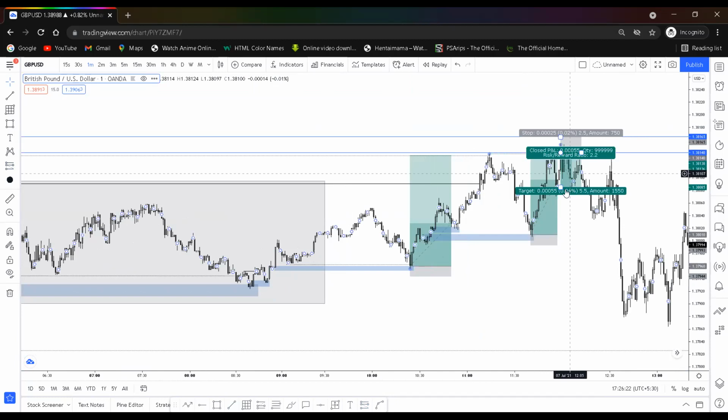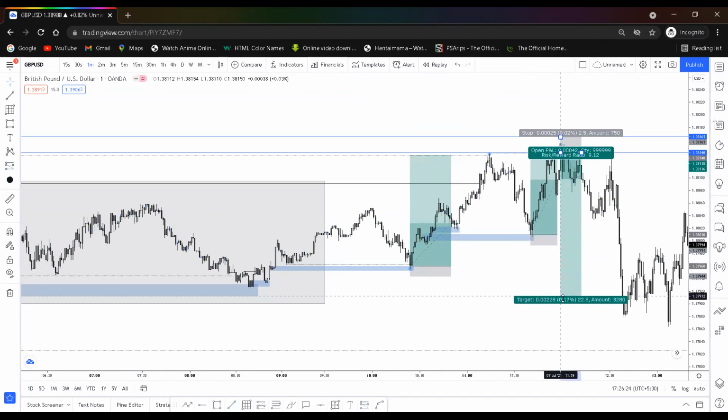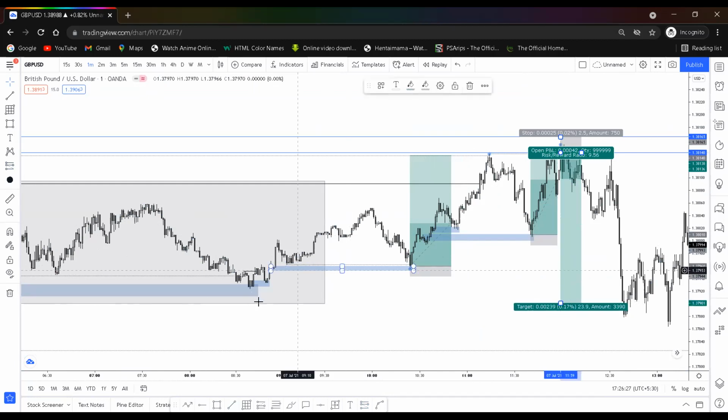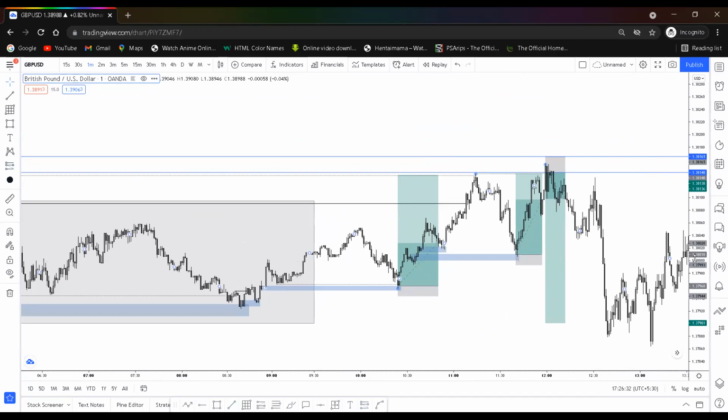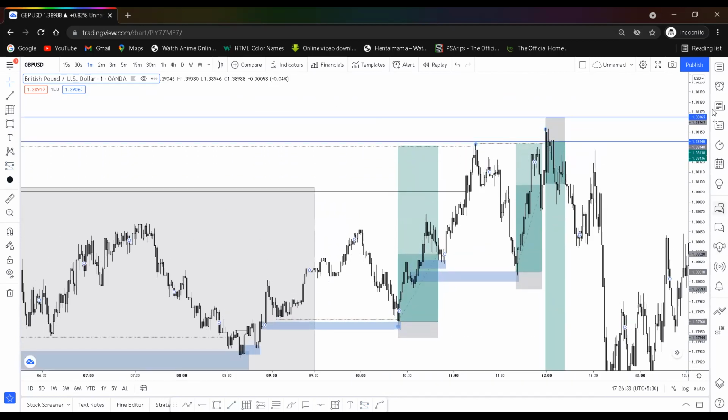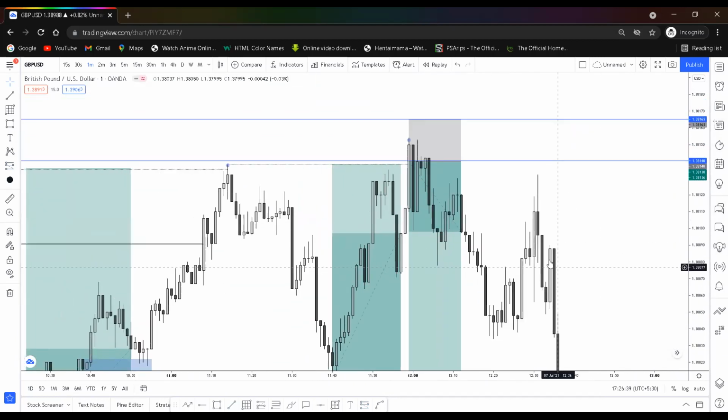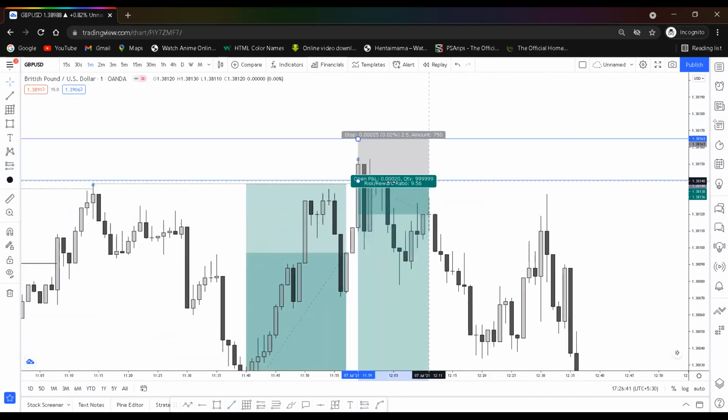Now, if I take it from up there, the Asian low would be my target. You see that? And why is the Asian low the target? I'll tell that to you. The Asian session is a super important thing. I'll tell that to you. And now this would have been the first entry.